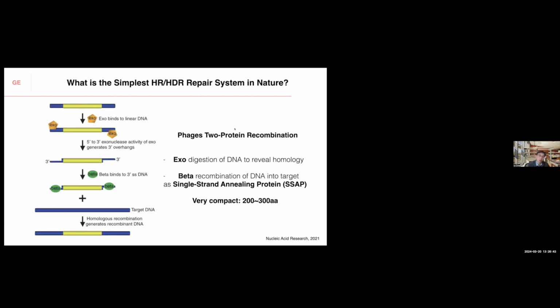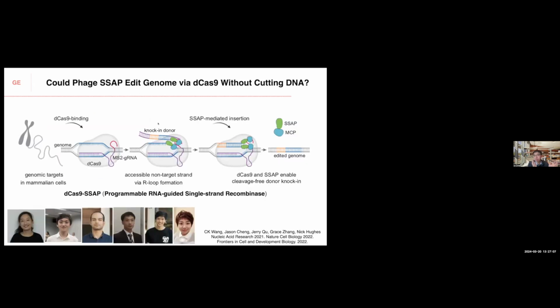So in this case, the yellow part will basically be inserted into the blue target DNA through the single-strand annealing process mediated by the beta SSAP protein. These proteins are very compact, usually 200 to 300 amino acids. So it's one of the simplest and smallest systems for DNA repair. Of course, the question becomes, they're encoded by phage, so would they actually work in human?